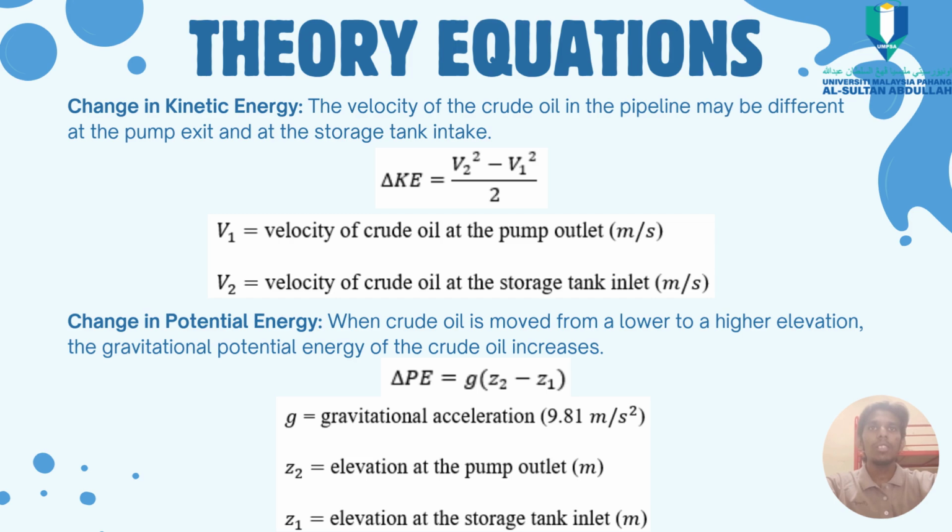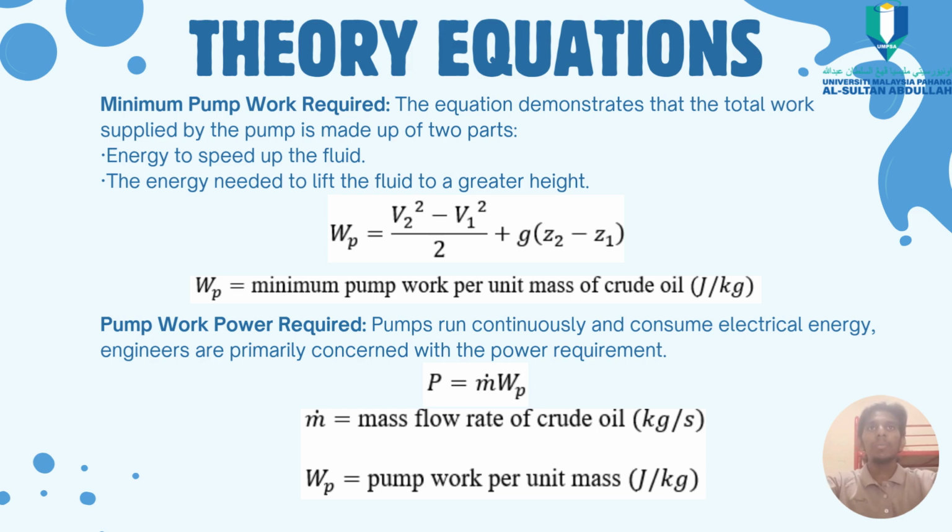This formula is considered when crude oil is moved from a lower to a higher elevation, while the gravitational potential energy of the crude oil increases through the pump outlet. And now for the minimum pump work required formula, which is WP equal to the change in kinetic energy plus the change in potential energy, which we discussed earlier in the previous slide. The formula can be summed to obtain the minimum work per unit mass of crude oil. This equation demonstrates that the total work supplied by the pump is made up of two different parts. The first part is the energy to speed up the fluid, and the second part is the energy needed to lift the fluid to a greater height.